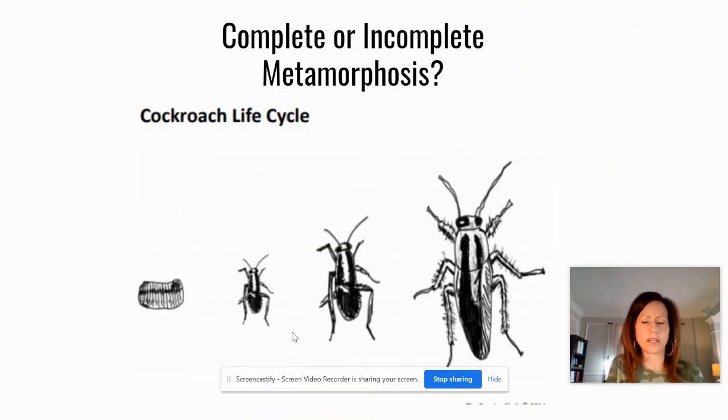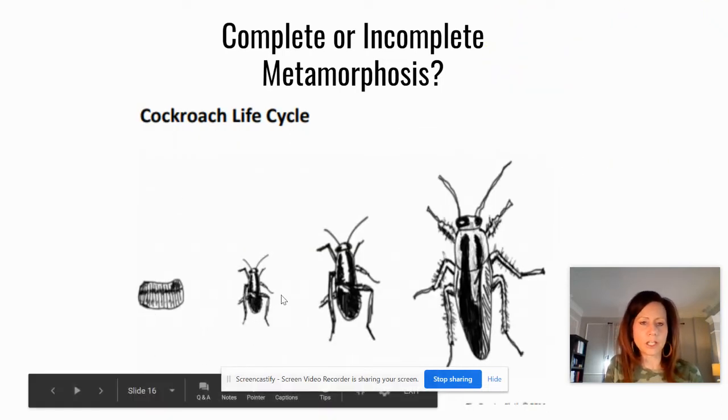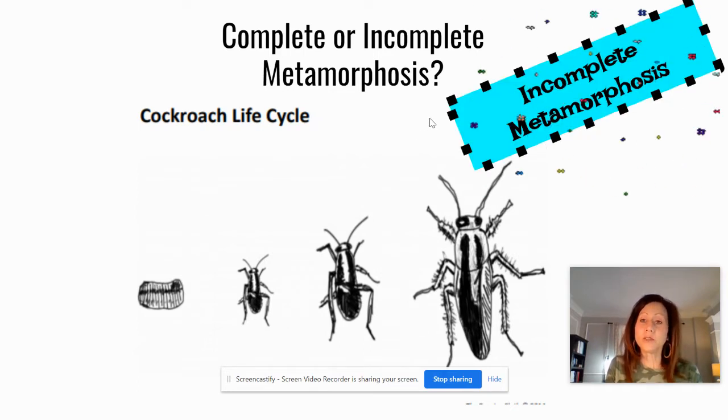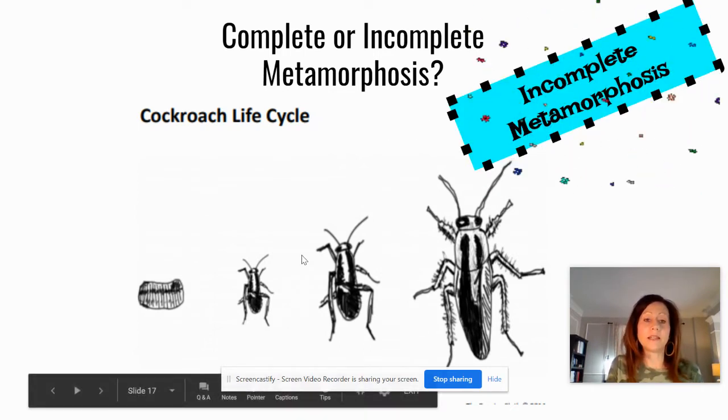Okay, here's a cockroach life cycle. So here's an egg, and then it looks like this baby cockroach is very similar to the adult cockroach minus its wings. So that would be an example of incomplete metamorphosis, where it's a baby, nymph, adult. Only 3 stages.